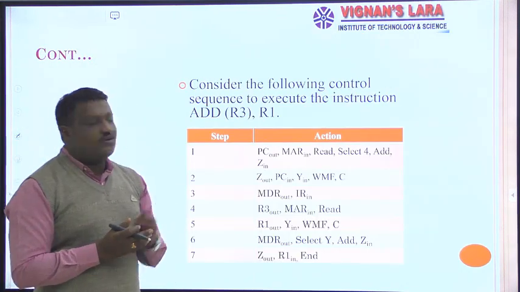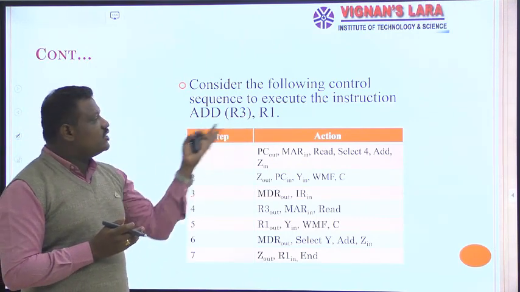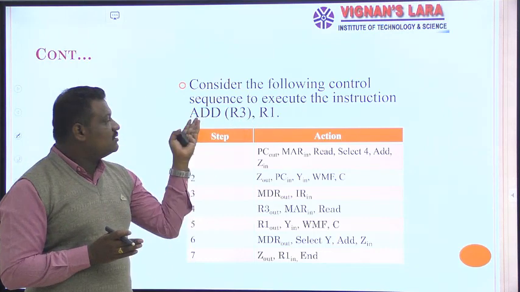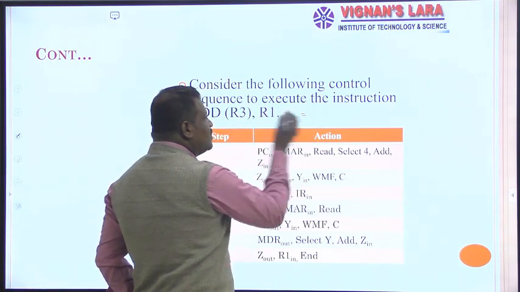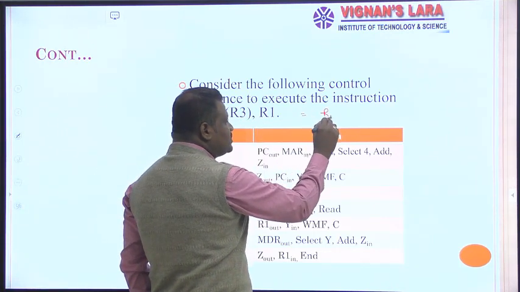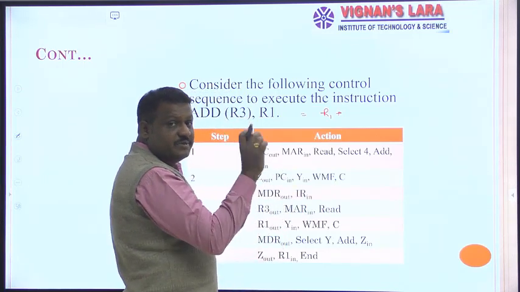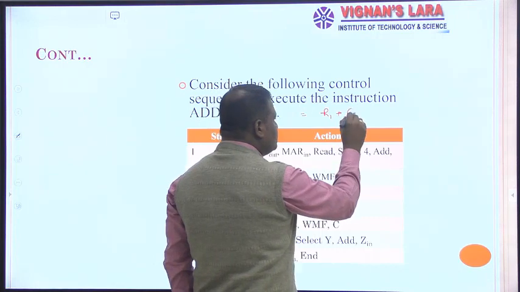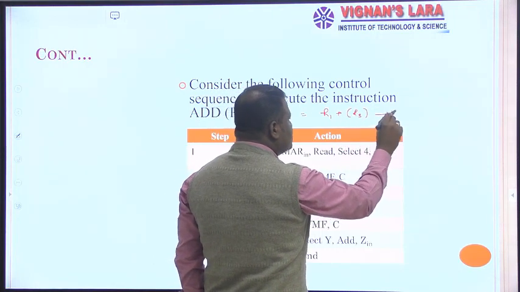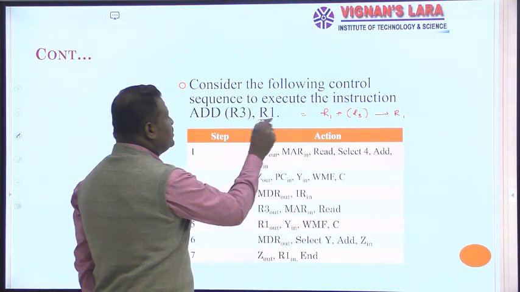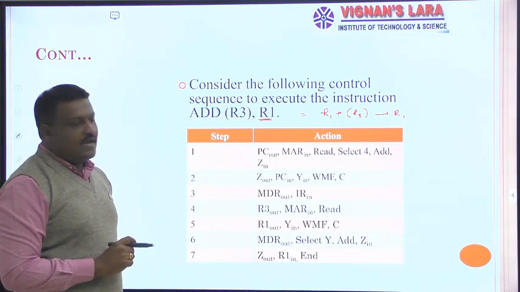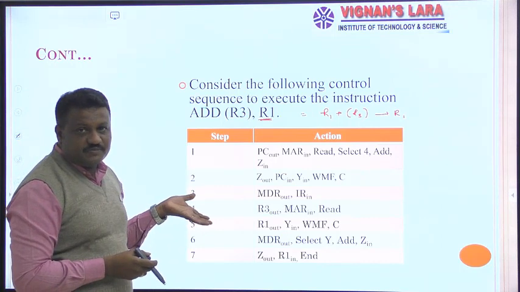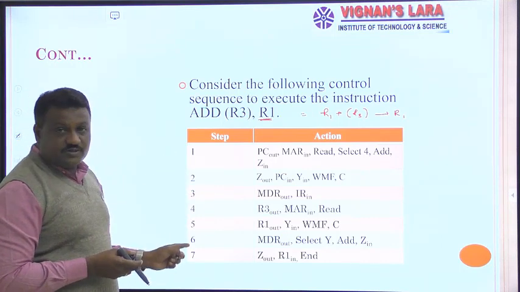So consider the following control sequence in the execution of the instruction Add (R3), R1. The meaning of this is: add the content of register R1 with the content of the memory location whose address is pointed to by R3, and the final result is transferred to the destination register R1. In order to execute this instruction, these are the sequence of control steps. I have 7 control steps.